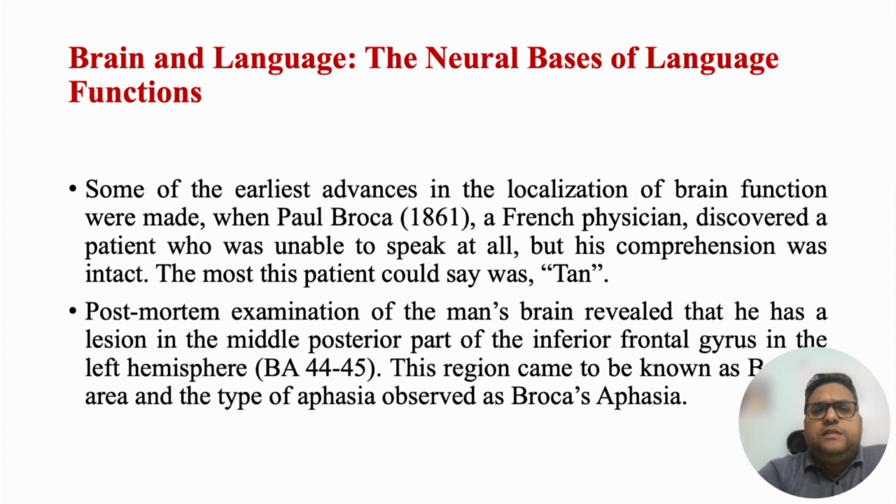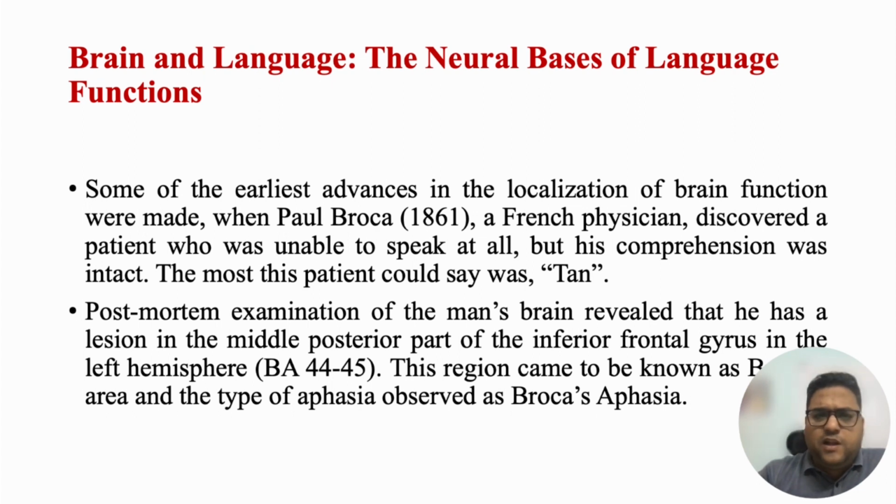Some of the earliest advances in the localization of brain function were made when Paul Broca, a French physician, discovered a patient who was unable to speak at all, but whose comprehension was relatively intact. This patient could at most say "tan, tan, tan." A post-mortem examination of the man's brain revealed a lesion in the middle posterior part of the inferior frontal gyrus in the left hemisphere, which is basically referred to as Brodmann's areas 44 and 45.